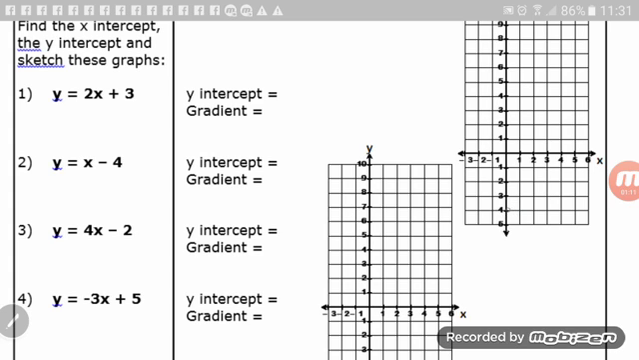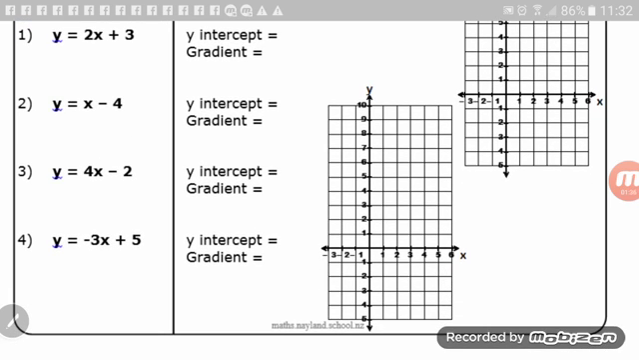If you see my pointer going on the graph on the top right, on the vertical axis, -4. This is where this graph will cross through. And our gradient is 1. Remember, with algebra, we don't normally put the number 1 in front of our variables.